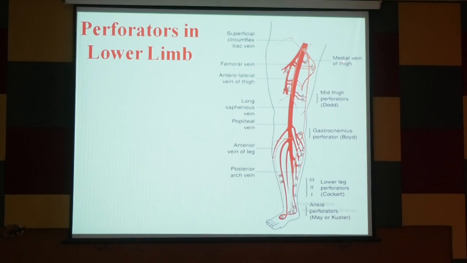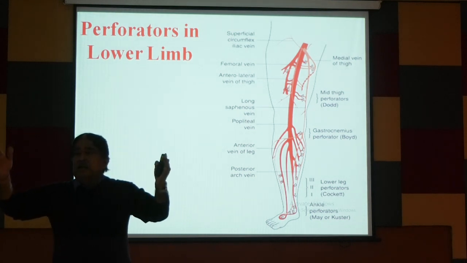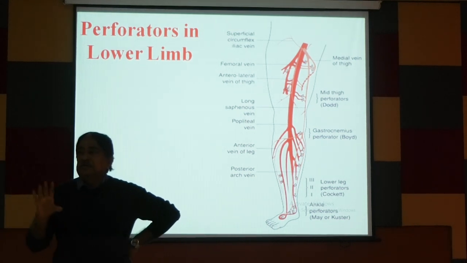Now you will see the perforators shown in the dissection. The femoral vein, and the mid-thigh perforator, gastrocnemius perforator, lower leg perforator, ankle perforators. One thing I tell you: if you forget, the perforators can come as a short note of 8 marks or 10 marks or 5 marks.